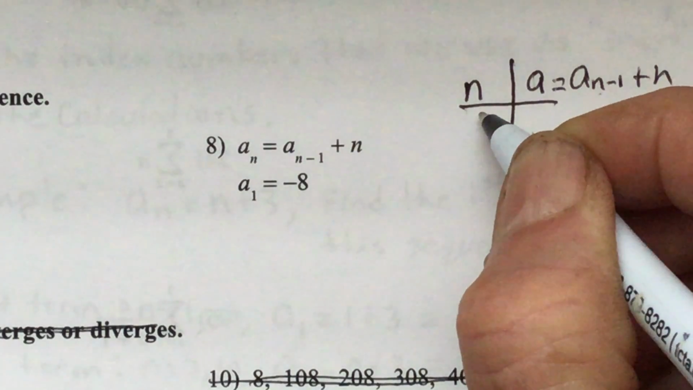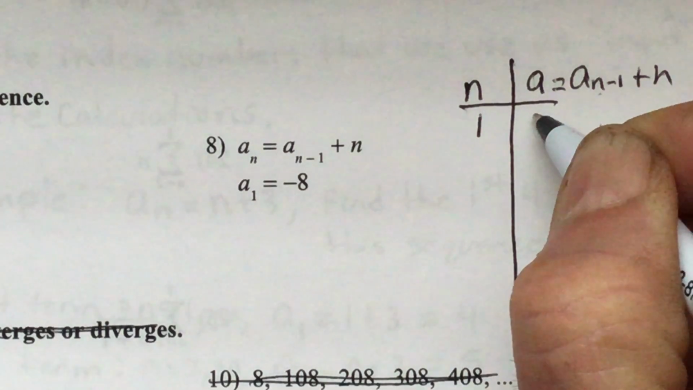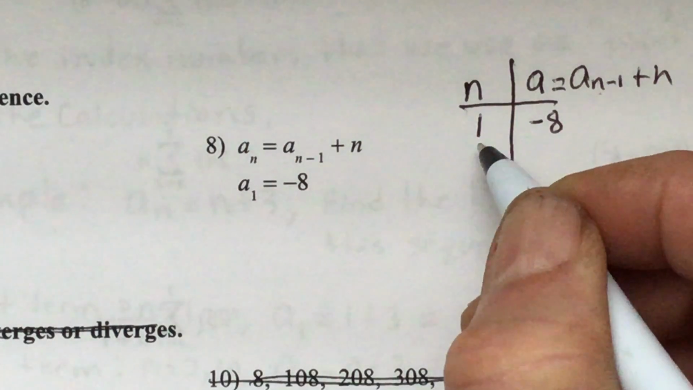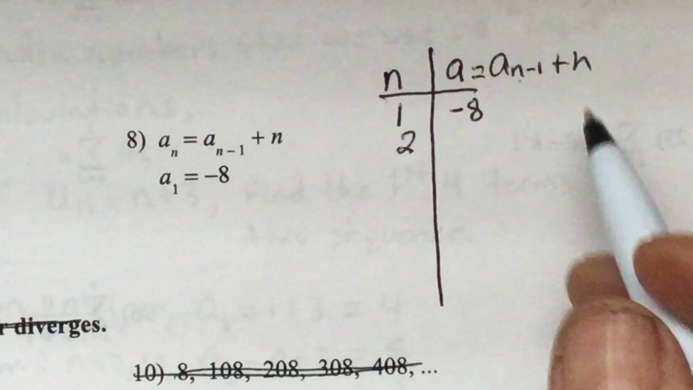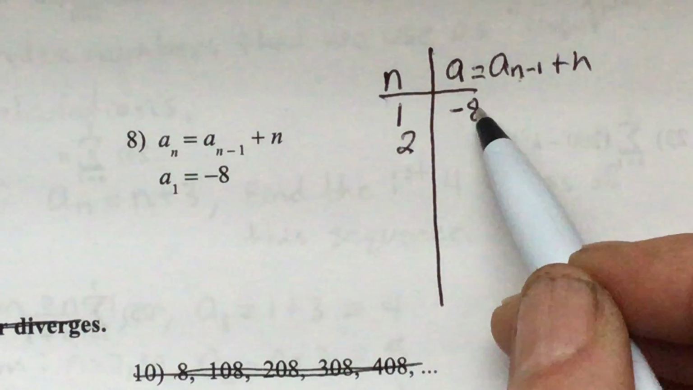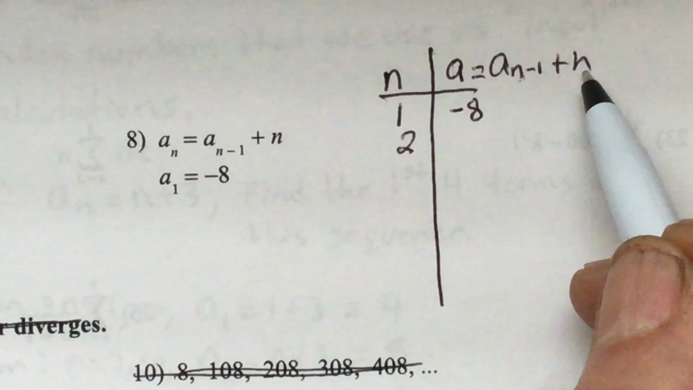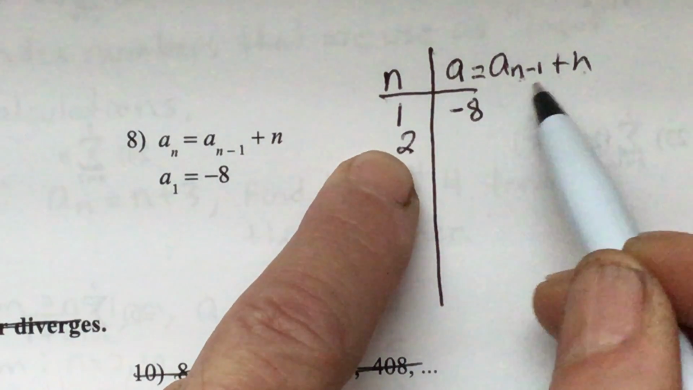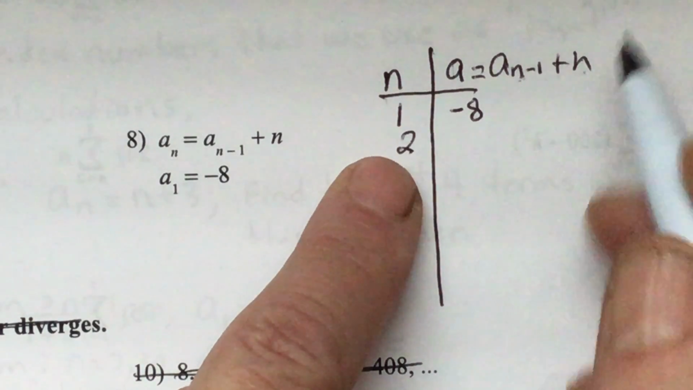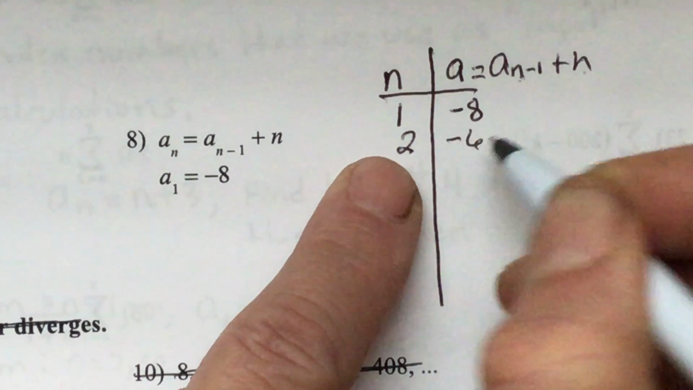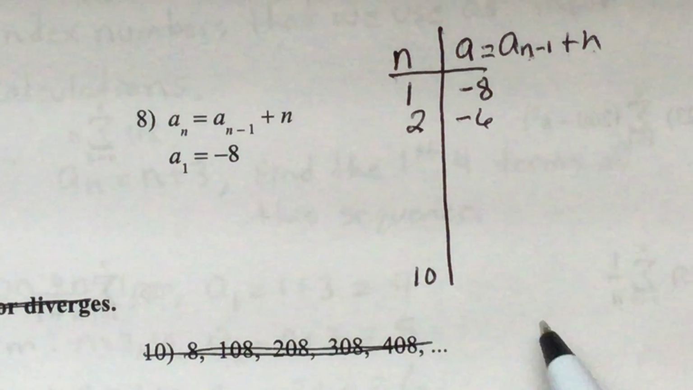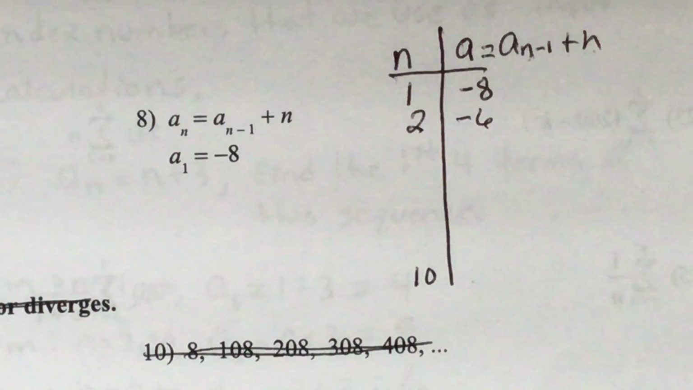So a sub 1, n is 1, a is negative 8. Now for 2, use the number that came before, so negative 8 plus the index of the one you're working on now. Negative 8 plus 2 is negative 6. And keep on going down through this list till you get to the 10th one. Whatever answer you get right here, that's your answer.